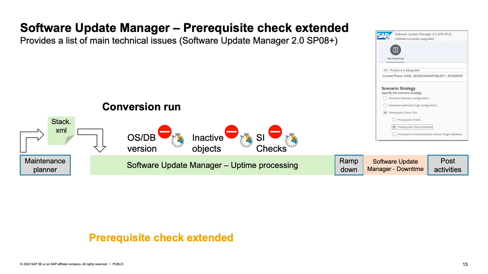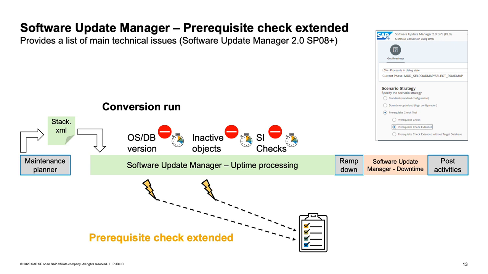Instead, now you can consider the prerequisite check extended. It's an option in the UI of the Software Update Manager, as you can see. And the benefit is you start this check and it will detect the same issues and will write those issues into a list. You do not have to solve this. You can continue the run, find the next issue, put it to the list so that you do not stop each time. You get a complete list of all those issues. You can work on this list afterwards in parallel. This check does not allow you to enter the downtime. It's just collecting all those checks, and the tool is then doing a reset.